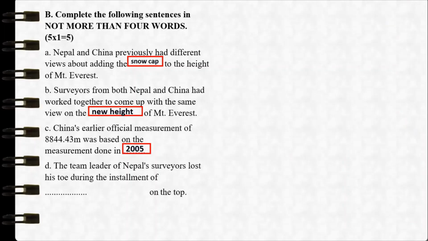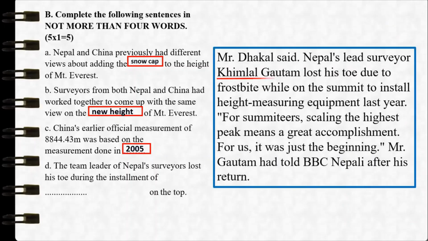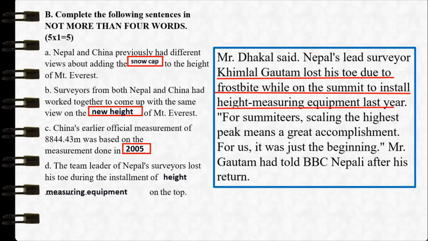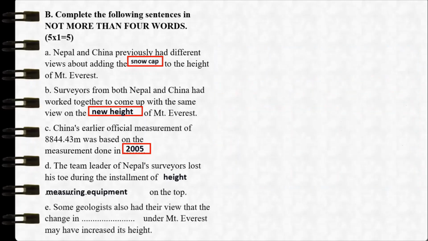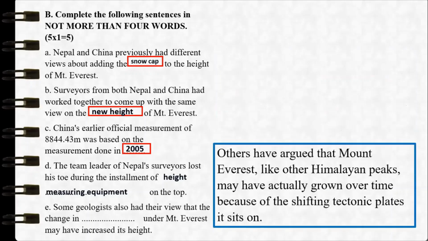what? The dot on the top. And in the passage, we have Himlal Gautam, in fact, who was the team leader of Nepal surveyors, lost his toe due to frostbite while on the summit to install height measuring equipment. So height measuring equipment is the correct answer. And some geologists, this question number E, we find its answer towards the end of the passage. And the correct answer is tectonic plates.